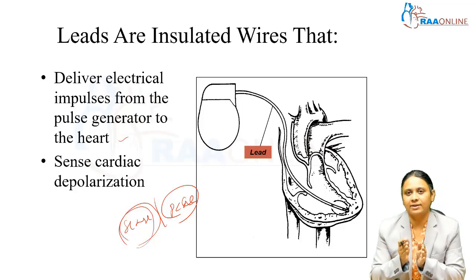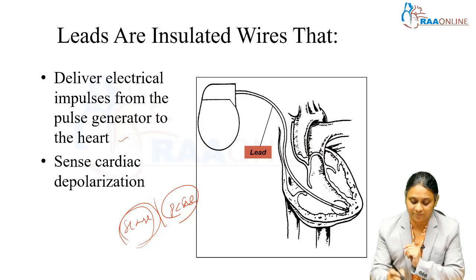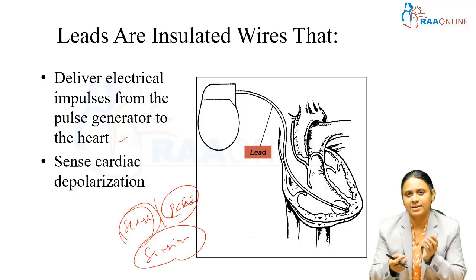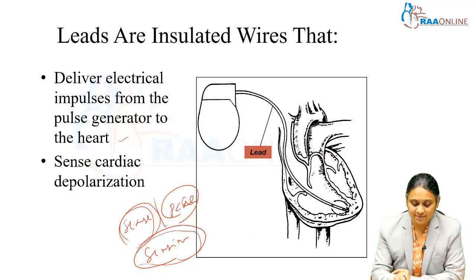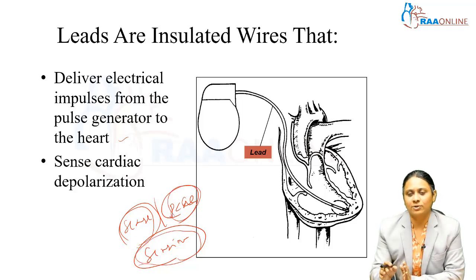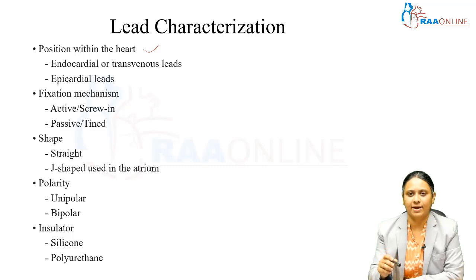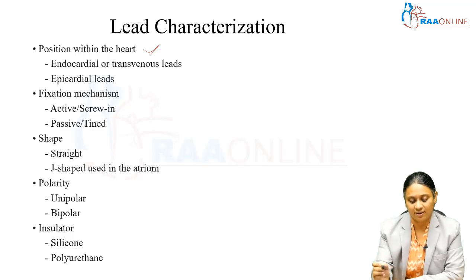The sensing depends upon the sensing threshold or the sensitivity. So there can be under or over sensing based on the lead parameters as well as the intrinsic P or QRS complex amplitude. That is called the sensitivity, and the pacing also is from the lead or the insulated wires. The leads can be characterized based on the position within the heart.